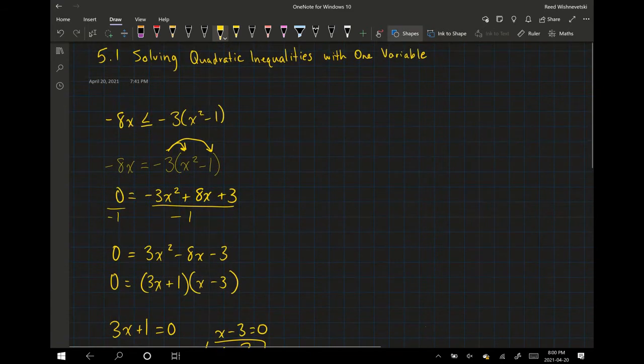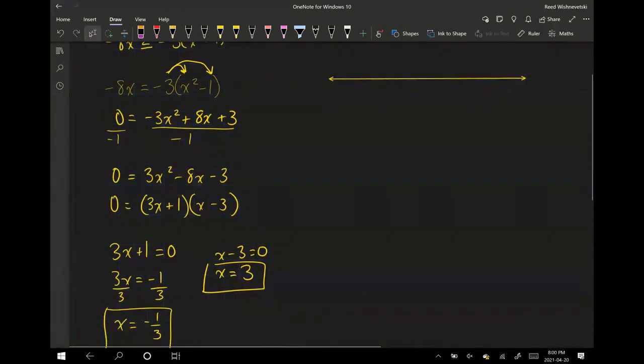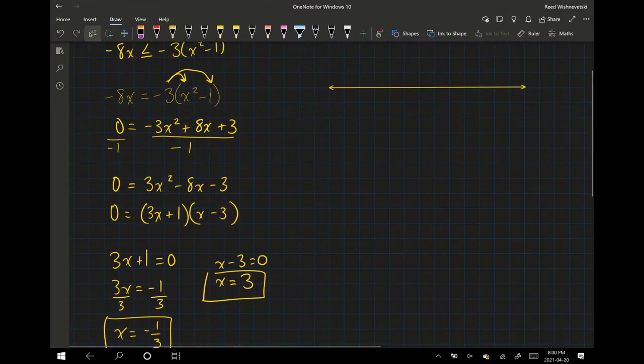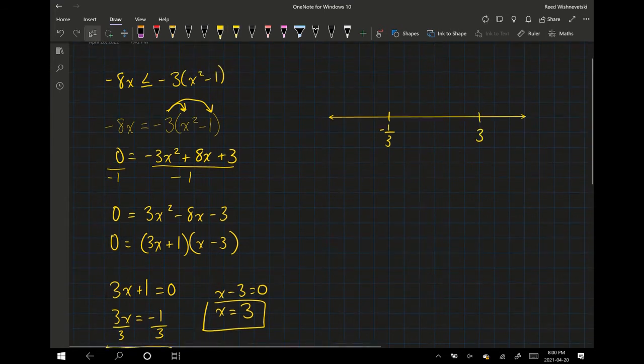Now what we're going to go ahead and do here is make our number line. Put that there. And we're going to put our critical values on there. So we have a critical value of negative 1/3. So put that there. And another critical value of 3. Now what we're going to need to do is plug a test point into our original inequality to see if we're going to be finding a solution on the right side and left side, or if we're going to be looking for a solution set that's in between our critical values.